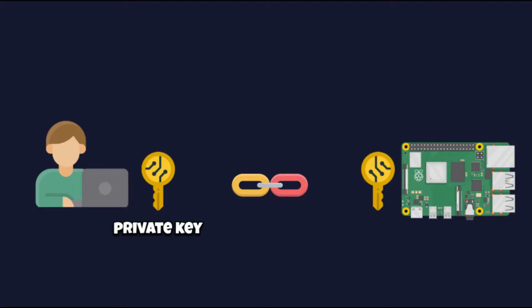The other will be a public key which will be copied over to the Pi server, and the public key will be used to authorize the user with the matching private key. And now public keys are also called authorized keys. So now let me show you how this all works.